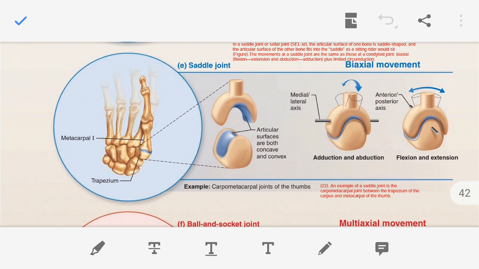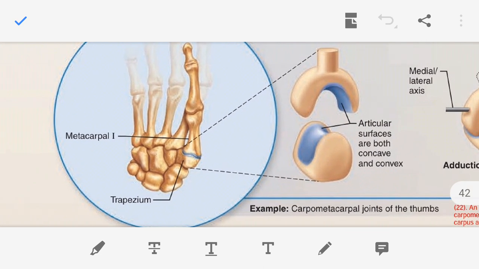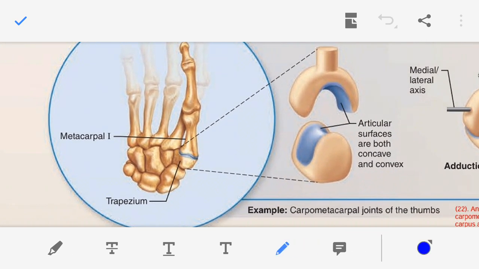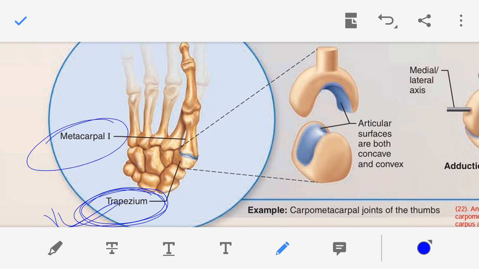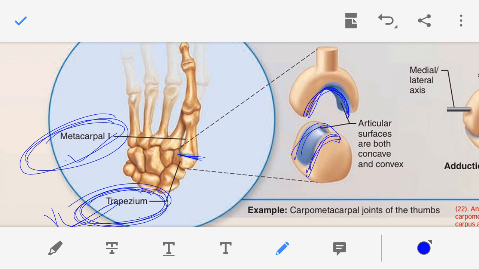In a similar way, the saddle joint is present between the carpal trapezium bone and the first metacarpal of our thumb. Between these, the saddle joint is present. The trapezium has the saddle surface, and the metacarpal has the concave surface. So this concave surface fits onto the saddle surface.